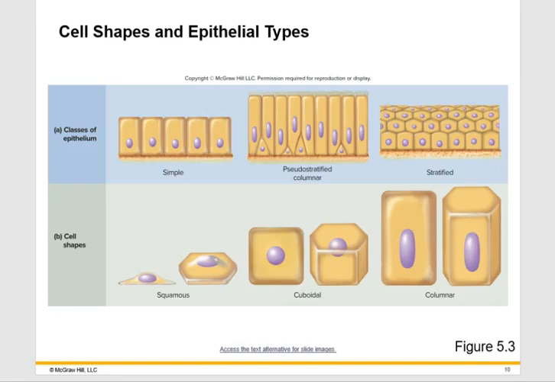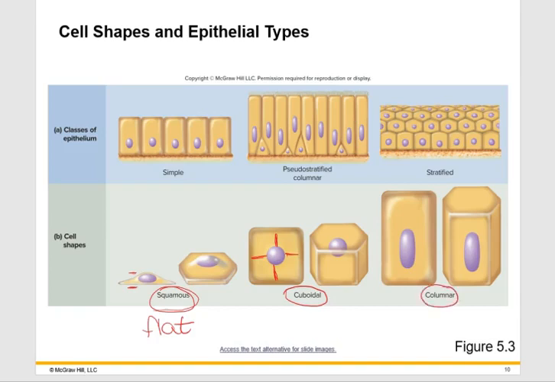We have squamous cells that are very flat. Notice with the squamous cell, the only place you really have any thickness is where the nucleus is located. A cuboidal cell is shaped like a cube, a three-dimensional square. Notice you have the same distance on all four sides from the nucleus.